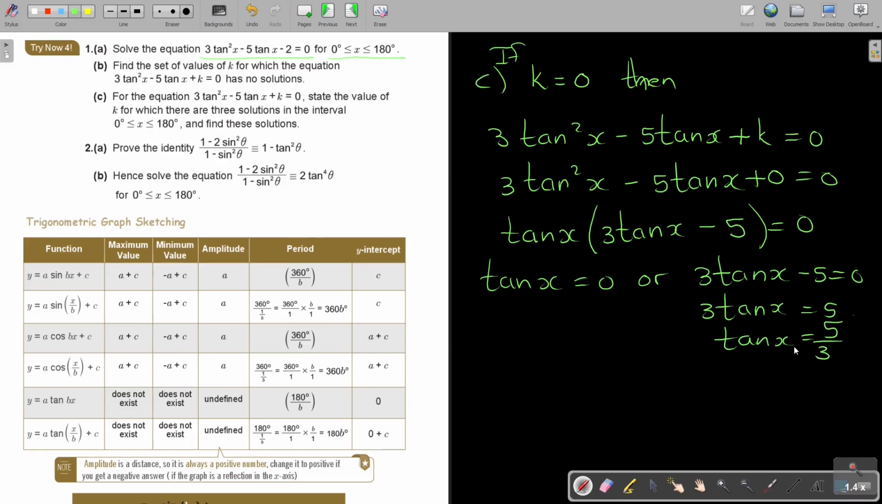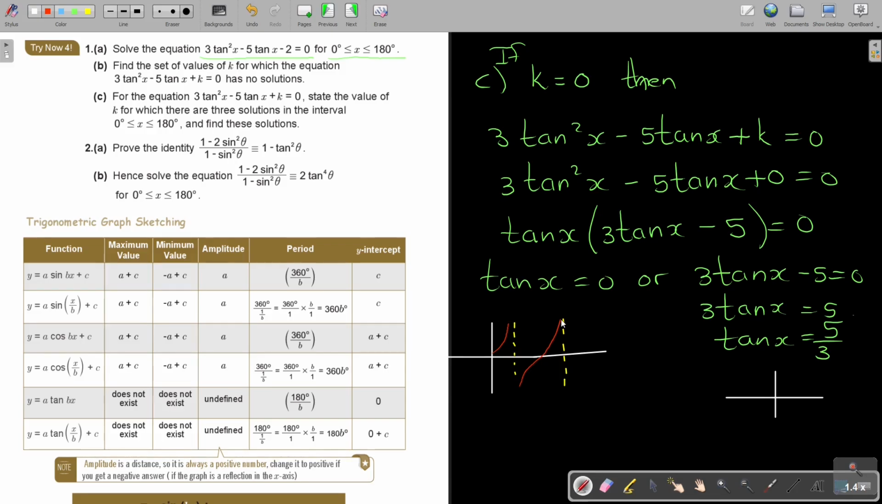Now let's go back to my graph. Let's see how I'm going to handle this. If I go to my graph, I know where tan is 0, so always reflect on your sketch. Oh, I made it too short. Let's make it longer here. So how is your tan graph looking? Your tan graph always looks like this.